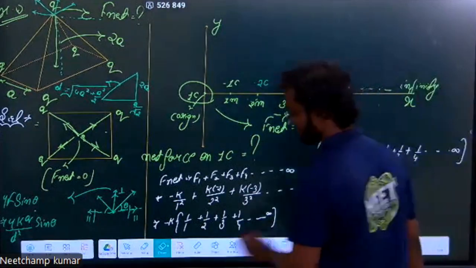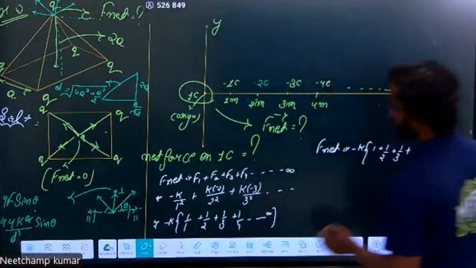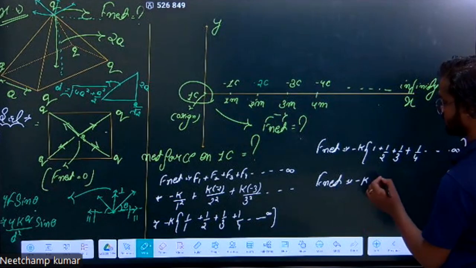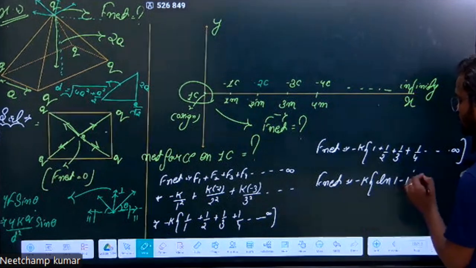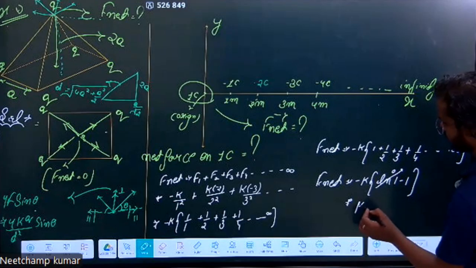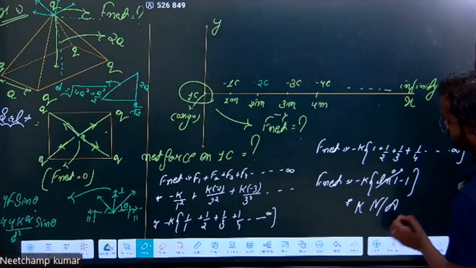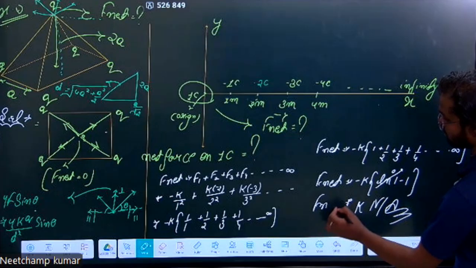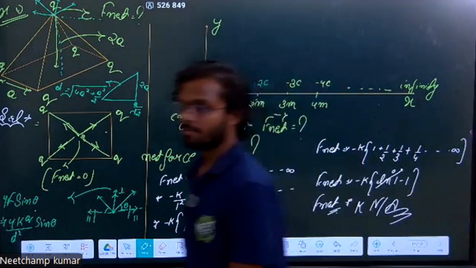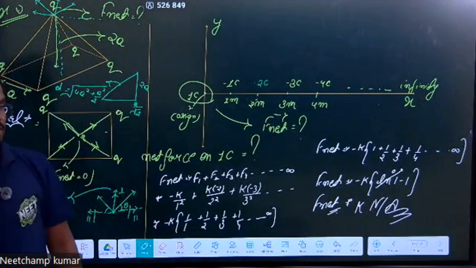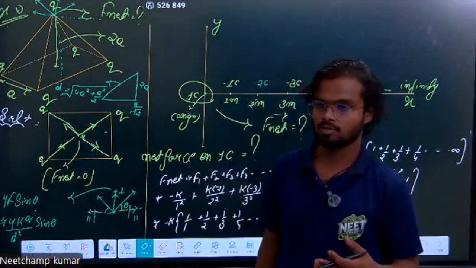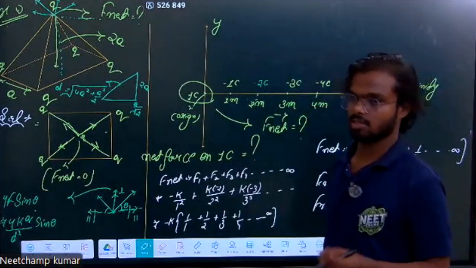So our force will become minus k times ln 1 minus 1, and ln 1 is 0, we know that. So it will become k Newton. So this is our net force. It is an application of how we have applied a series expansion in this type of question. This type of question can also be asked in the exam, where a small amount of mathematics is also involved.